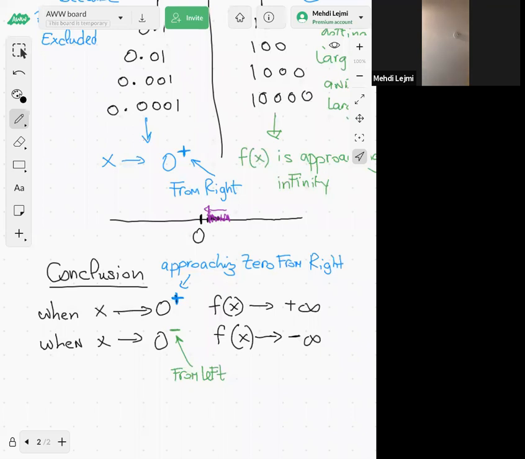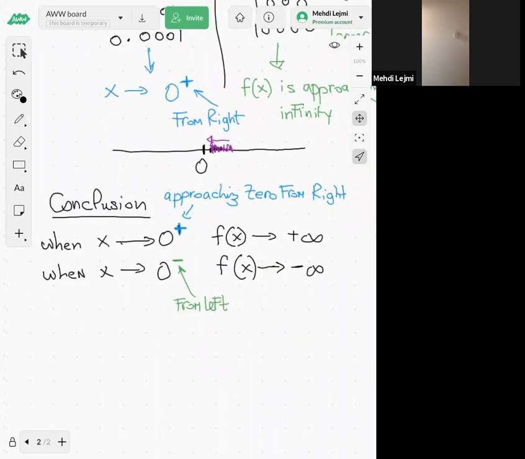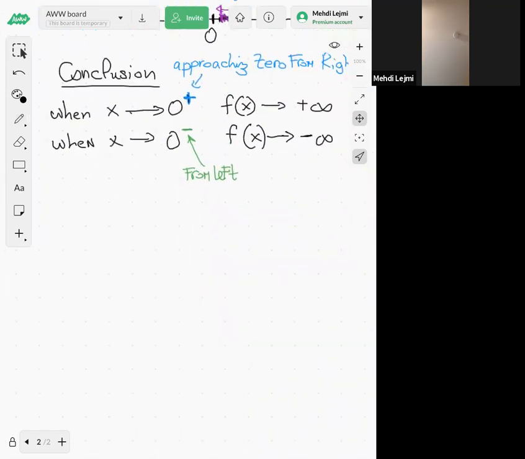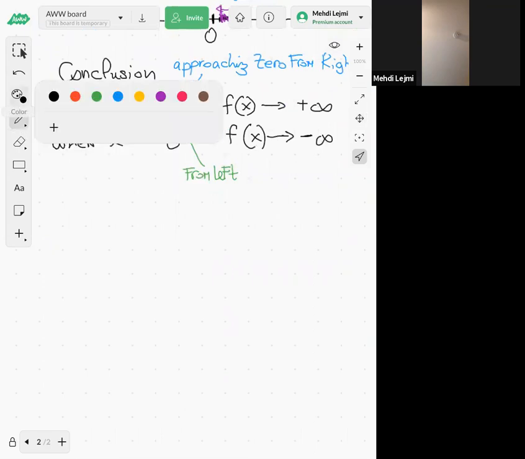All right. So now I'm going to use this information to graph f of x. So now what's the shape of the graph? Okay, so now, the graph.